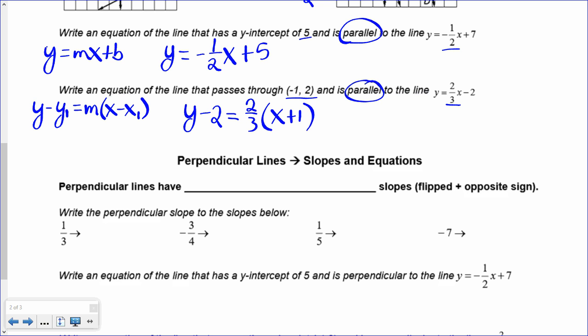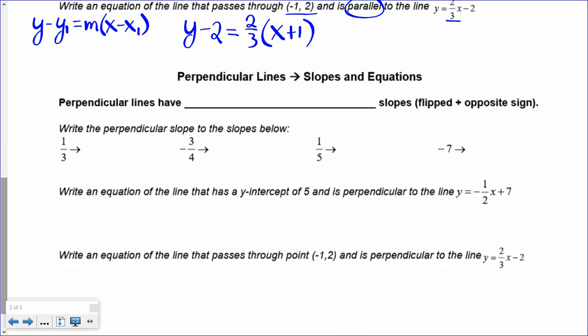Well, you can if you want to. But if they don't specifically say to write it in that form and they give you a point, they expect it to look like that. Alright, so is everybody okay with parallel? The idea of parallels? Oh, I hate it.